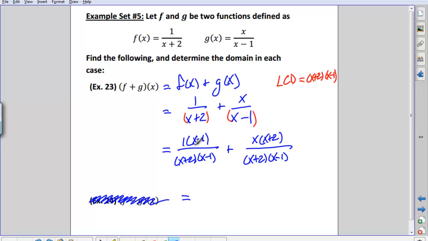So simplifying this down, I can distribute the x there. Here 1 times x minus 1 is just x minus 1. Okay, keeping that LCD. This is x squared plus 2x.